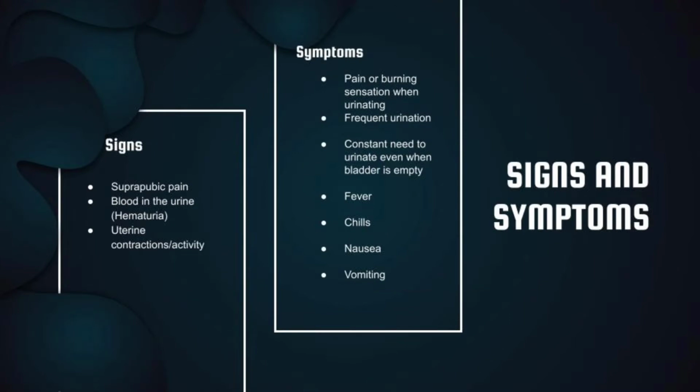Good day everyone, my name is TORRED and I'll be continuing the report on UTI. So now here we have signs and symptoms for us to know whether a person has UTI. For signs, there is suprapubic pain. This is basically pain located in the lower abdomen. There is blood in the urine, also known as hematuria, and uterine contractions or activity. This is due to the infection causing smooth muscle irritability.